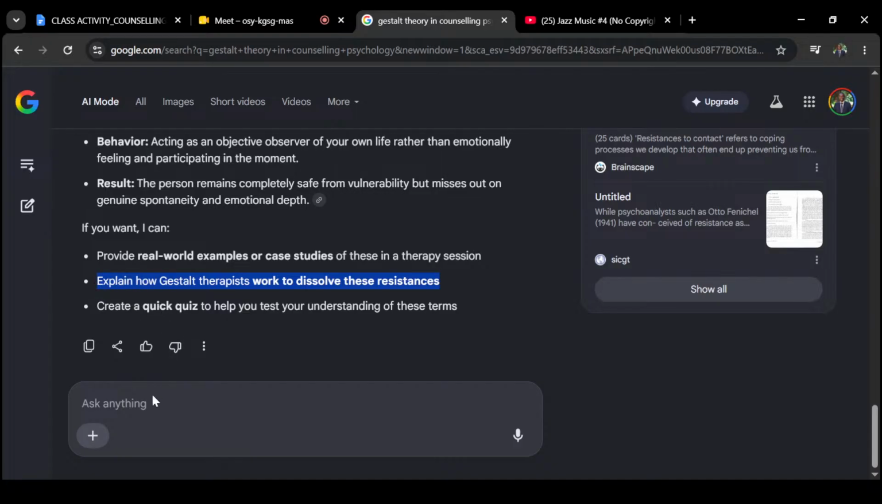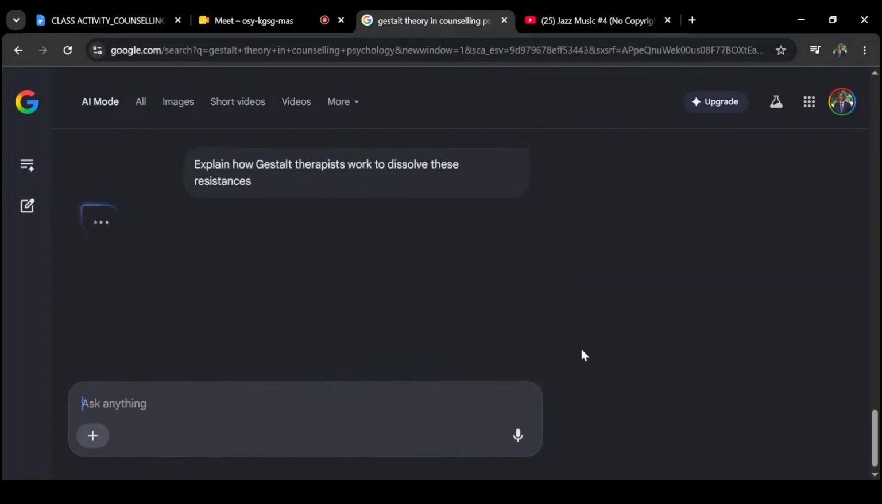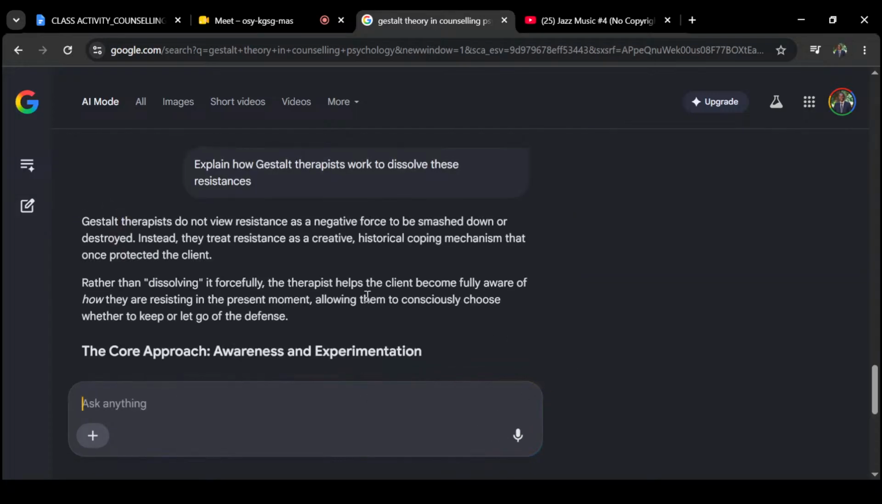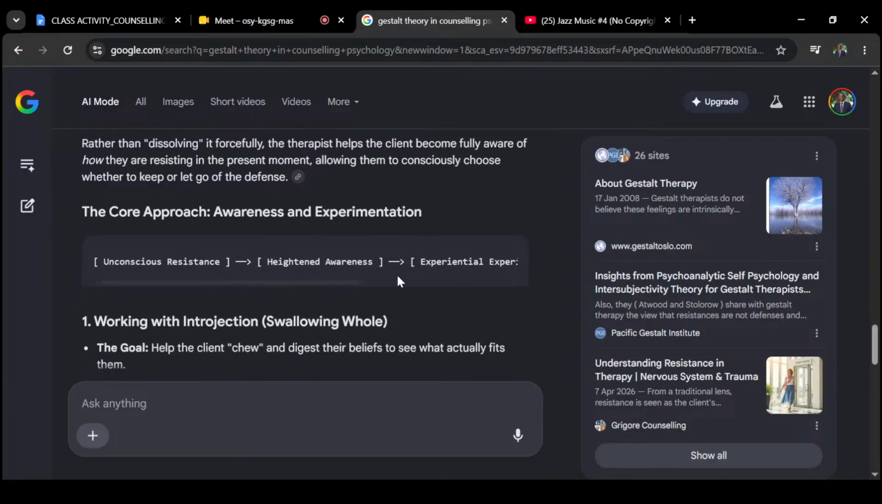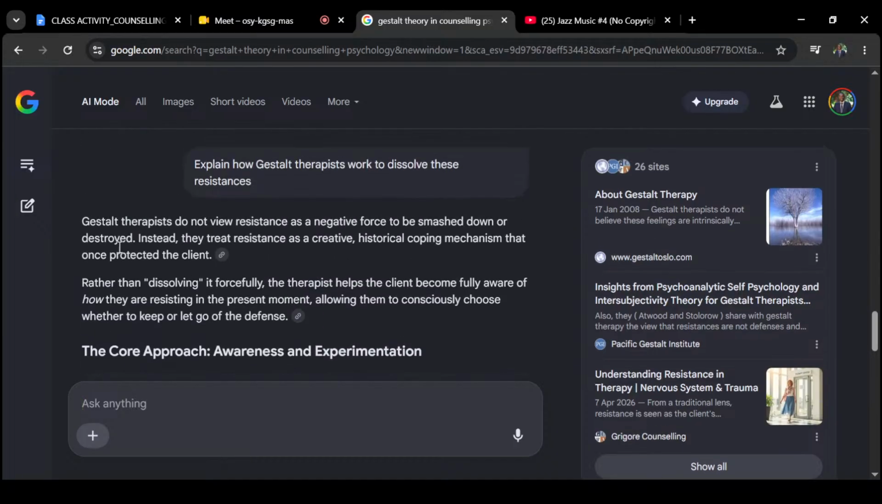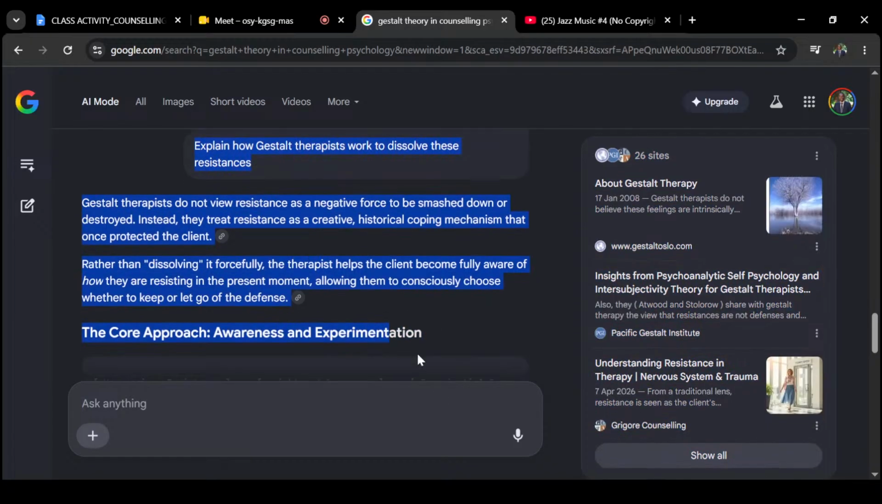Anybody else want to comment on those resistances? Polarization, I can see it here, dividing experience into extremes instead of integrating them, seeing things as all good and all bad. Example, I'm either a total success or a complete failure. That is polarization, split experiences.